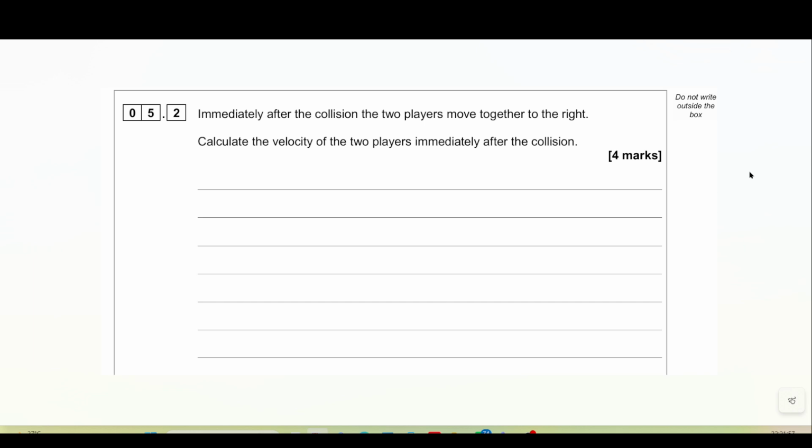Use the conservation of momentum formula. Momentum equals mass times velocity. So according to conservation of momentum, the total momentum before collision is equal to the total momentum after collision. So we will write total momentum before collision equals total momentum after collision.